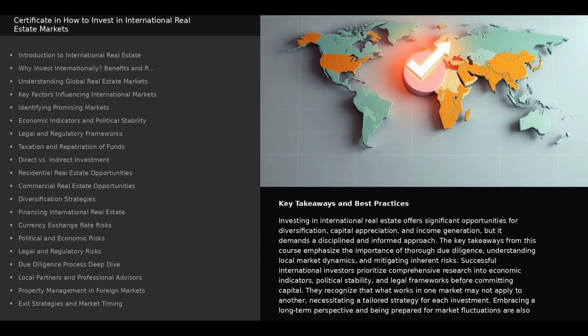They recognize that what works in one market may not apply to another, necessitating a tailored strategy for each investment. Embracing a long-term perspective and being prepared for market fluctuations are also crucial for navigating global real estate cycles. These foundational principles guide sound decision-making.